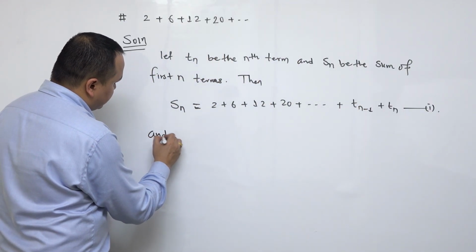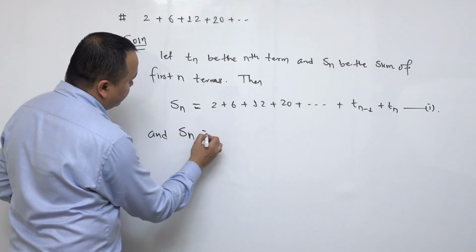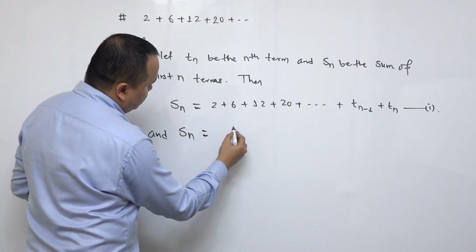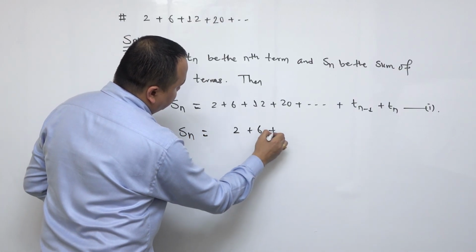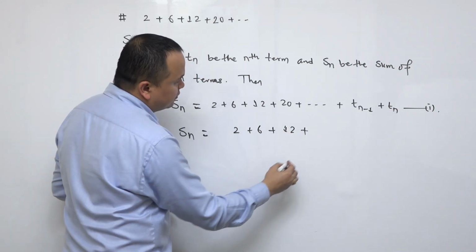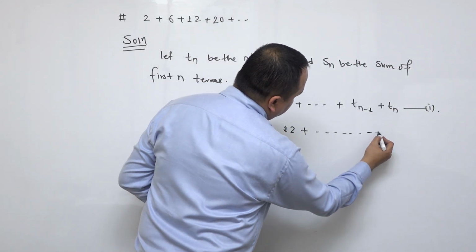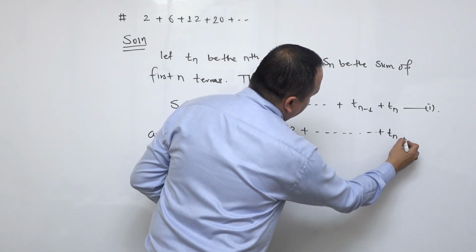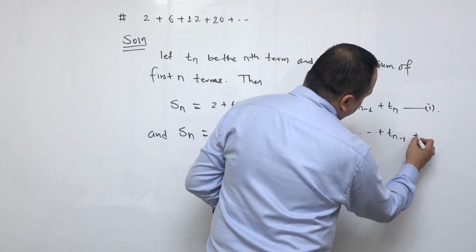Sn is T1 plus T2 plus T3 plus Tn. And again Sn is 2 plus 6 plus 12 plus ... plus Tn minus 1 plus Tn.